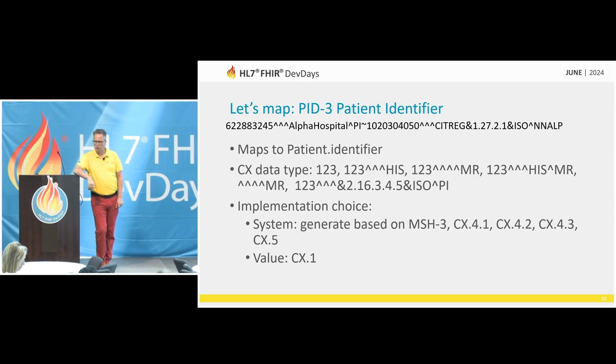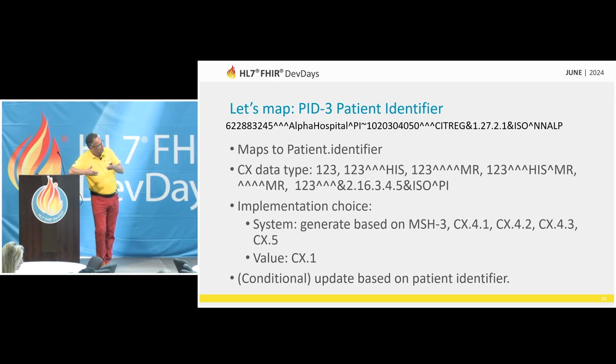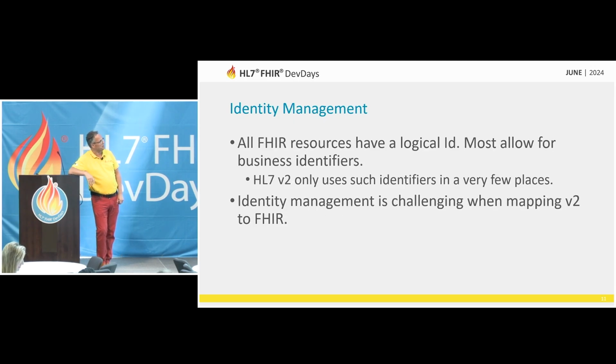And thus I am assuring that I always have a unique system and identifier pair, because otherwise you run into a lot of identification issues. And version 2 doesn't have a lot of identifiers, so that whole mapping issue around identifiers is one of the key problems. But let's say I create this, then I can do a conditional update based on that patient identifier. So identity management is certainly one of the main headaches.